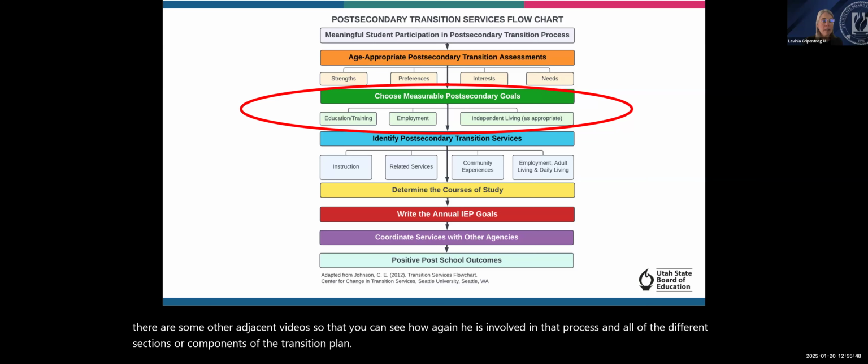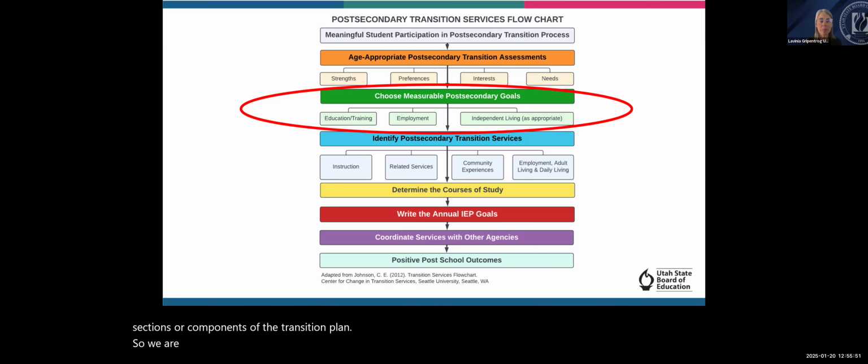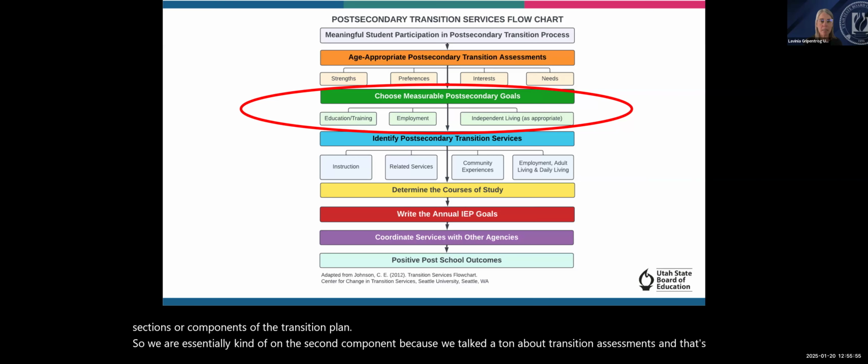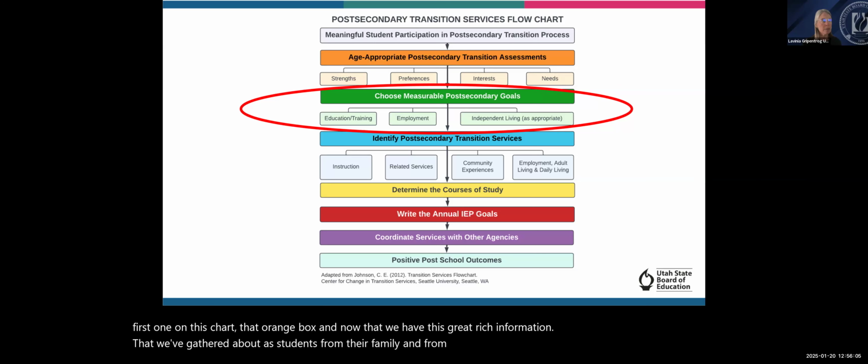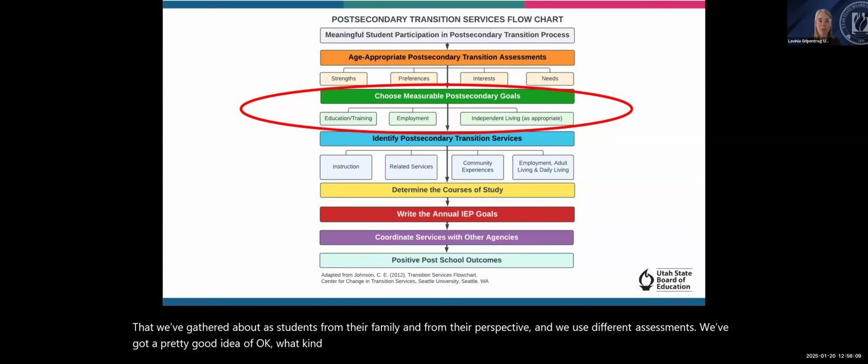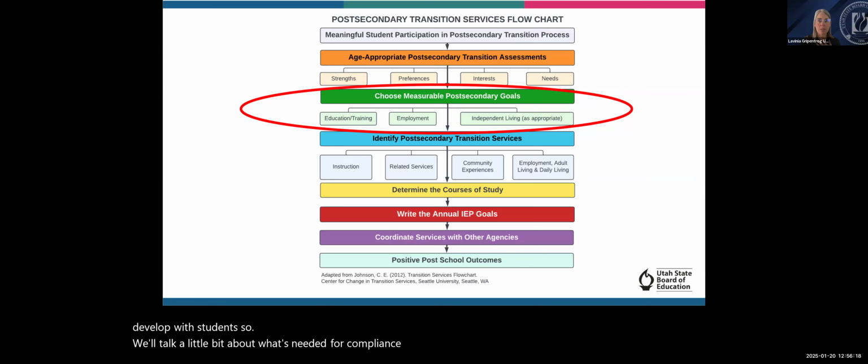So we are essentially on the second component because we talked a ton about transition assessments, and that's that first one on this chart, that orange box. And now that we have this great rich information that we've gathered about a student from their family and from their perspective, and we use different assessments, we've got a pretty good idea of, okay, what kind of post-secondary goals should this student have? And this is something we want to develop with students. So we'll talk a little bit about what's needed for compliance around those post-secondary goals. And these are these big future goals.